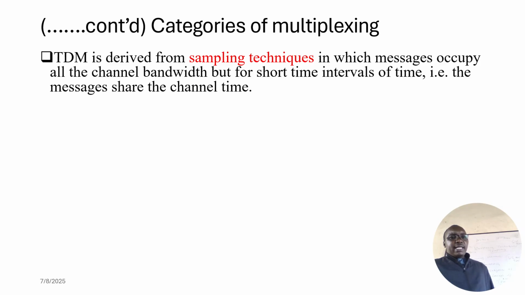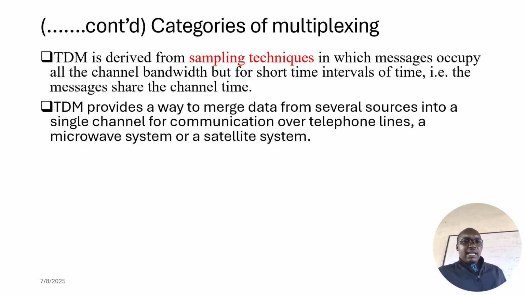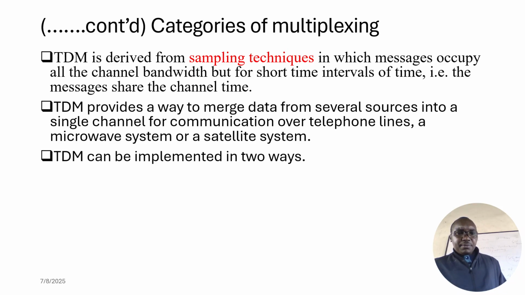Time division is derived from sampling techniques in which messages occupy all the channel bandwidth, but for short intervals of time; the messages share the channel time. TDM provides a way to merge data from several sources into a single channel for communication over telephone lines, a microwave system, or a satellite system.